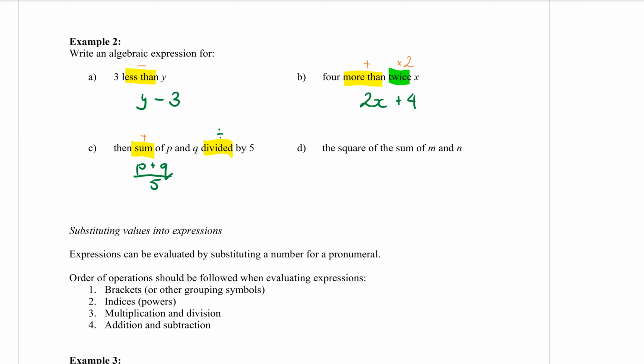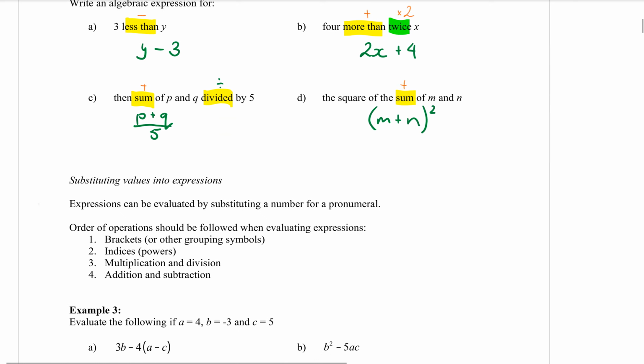All right, D. The square of the sum of M and N. This is a bit of a tricky one. All right, I need to find the sum of M and N first. What does sum mean? Plus. So that is going to be M plus N. All right, there's the sum of M and N. To square something means to put a little power of 2 on it. So I want that squared. Okay, that's what squared means. Okay, great.